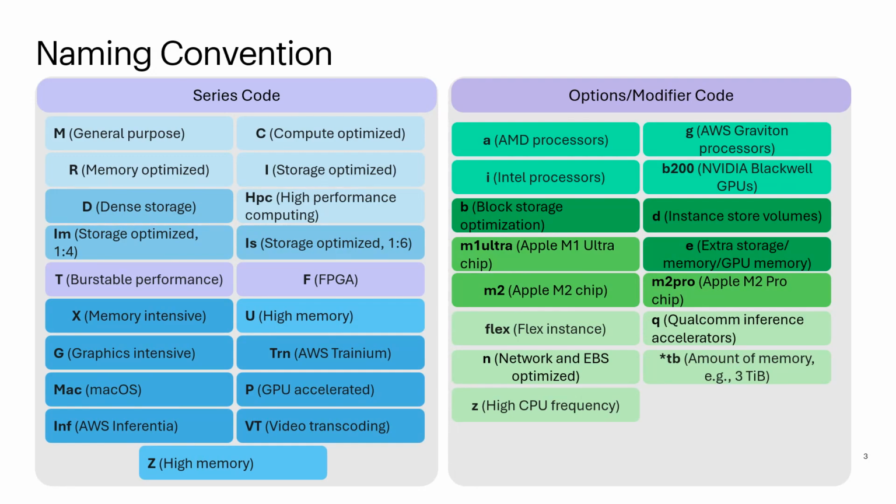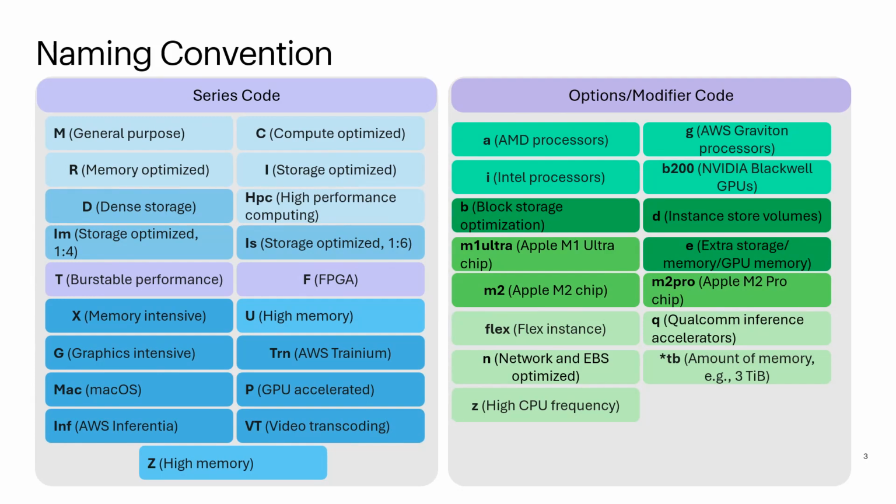Instances that start with M, T, or Mac are general purpose. C is for compute optimized. Instances that start with R, X, Z, or U are memory focused. When you see D, I, IM, or IS, think storage. If the code starts with G, P, INF, TRN, or F, it's an accelerated instance.